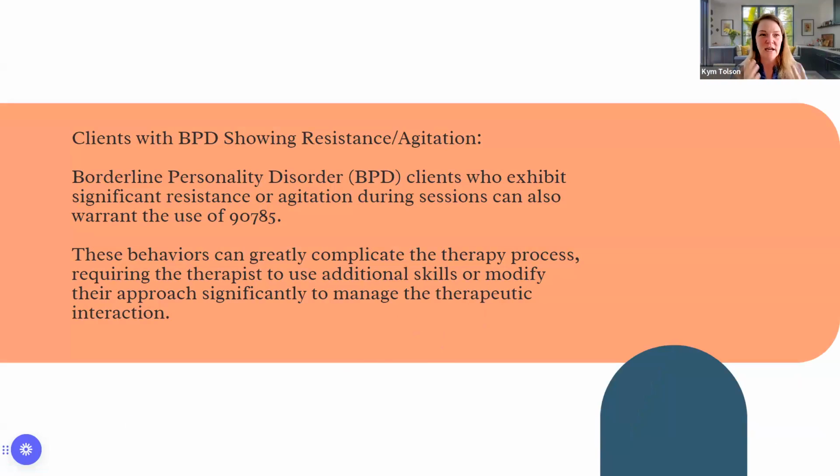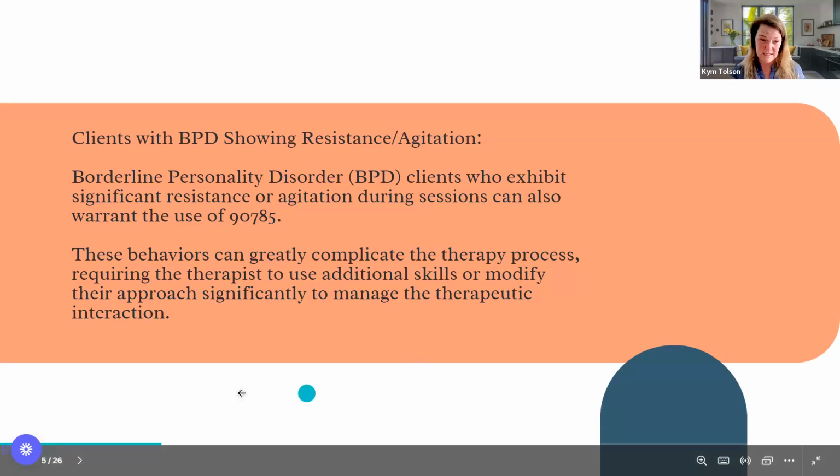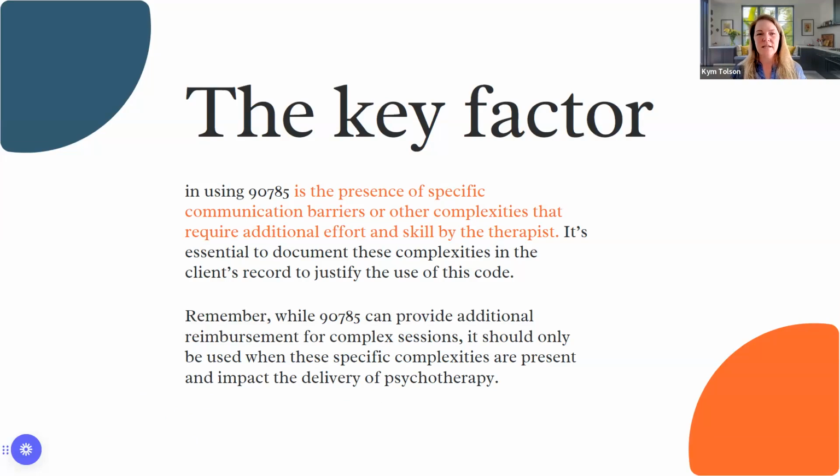Another thing she asked me about was clients with BPD showing resistance, agitation. So that's borderline personality disorder. Clients who exhibit significant resistance or agitation during sessions can also warrant the use of 90785. So there you have it. I don't know what you guys think about this, but if somebody's really agitated, it's getting hostile in there, it's getting really emotionally escalated, that could definitely complicate the therapy process. So in this situation, I believe that this code would be appropriate if you wanted to use it. My interpretation again. It's essential to document these complexities in the client's record to justify the use of this code.